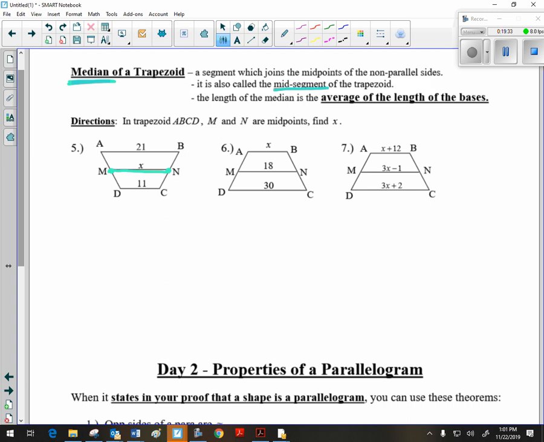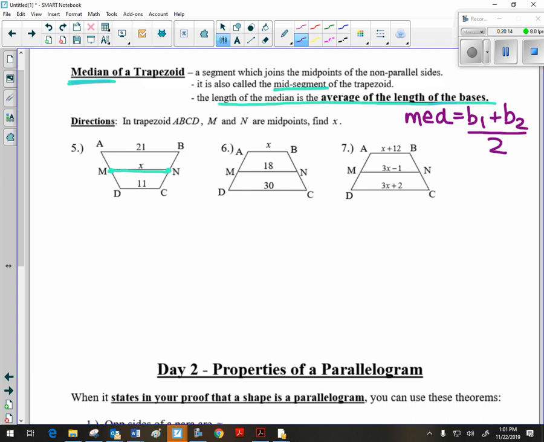So in order to go through and answer these questions, there's a rule. And the rule says that basically the length of the median is equal to the average of the length of the bases. I think if you're looking at that, that can be a little bit confusing, so I'm going to write a formula for you. I'm going to tell you that the median is equal to base 1 plus base 2 divided by 2. And you should feel comfortable with that formula because previously in math you had a formula for the area of a trapezoid, 1/2 times height times base 1 plus base 2. So this is still using that base 1 plus base 2 that you're already comfortable with.